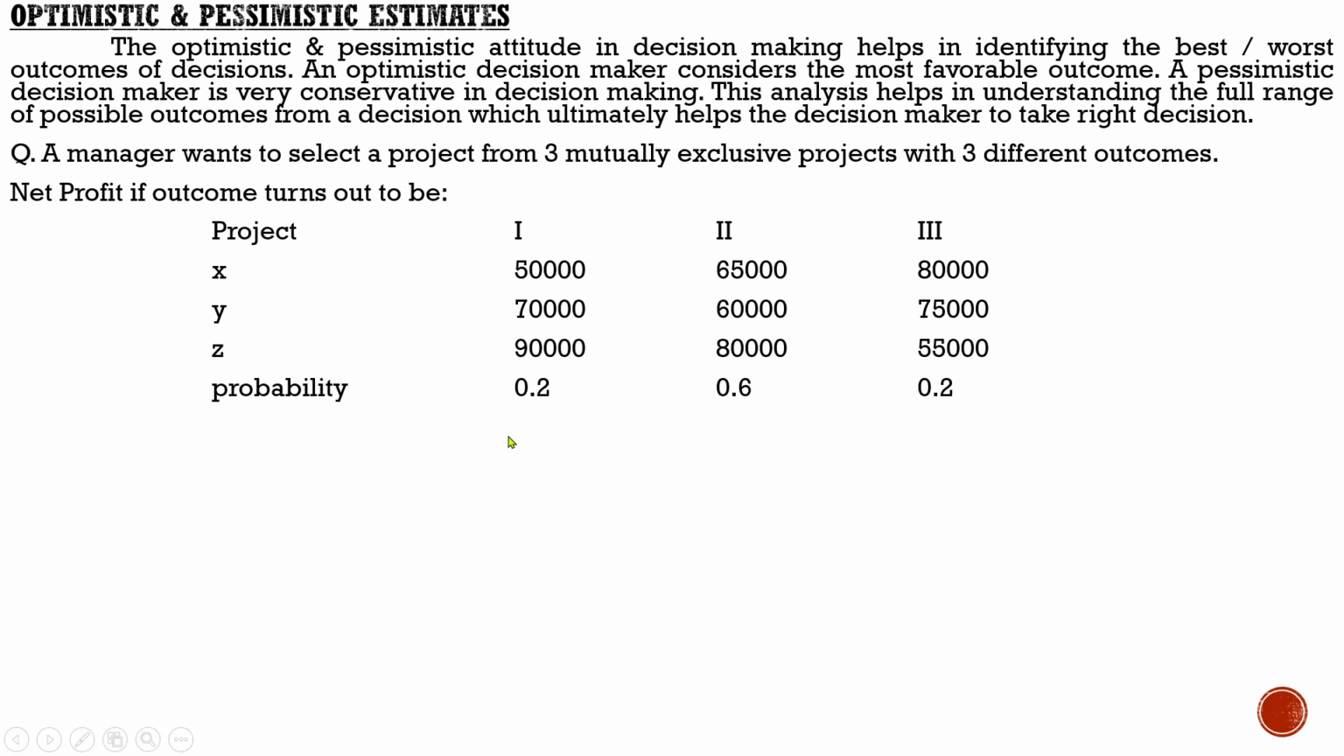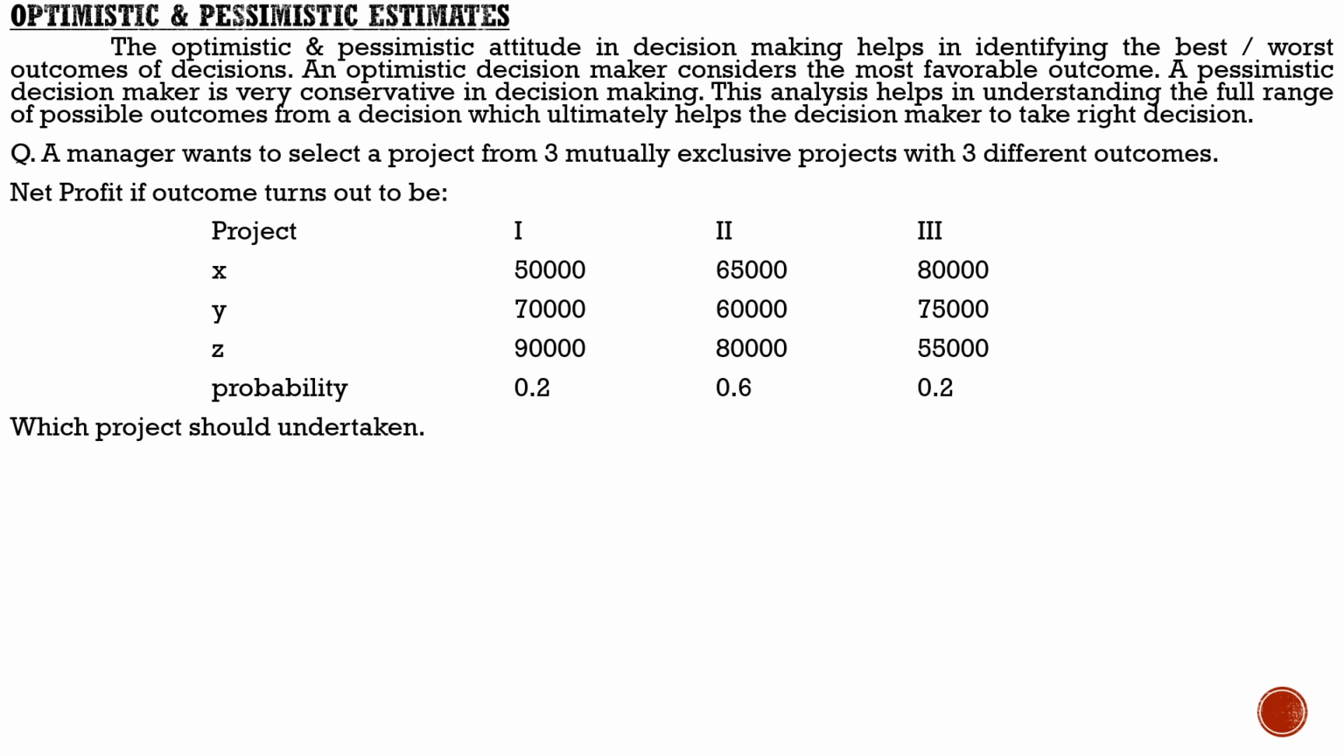Probability is also given. Probability means the chance of earning these amounts. For X, Y and Z, their first outcome amounts are given. The probability of earning 50,000 is 0.2, 70,000 is 0.2, 90,000 is 0.2. Likewise, for the second outcome, 65,000, the probability of earning 65,000 is 0.6. 0.6 means a 60% chance. That is the meaning. Likewise, for the third outcome also, the probability is given as 0.2.